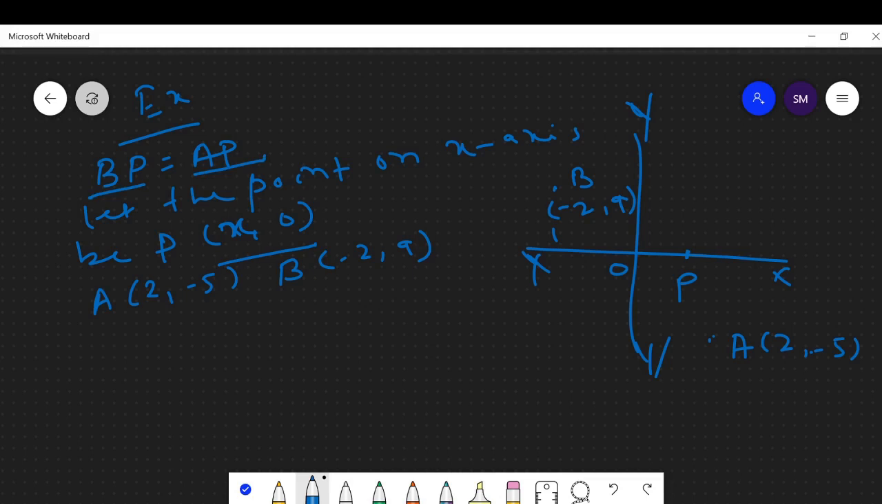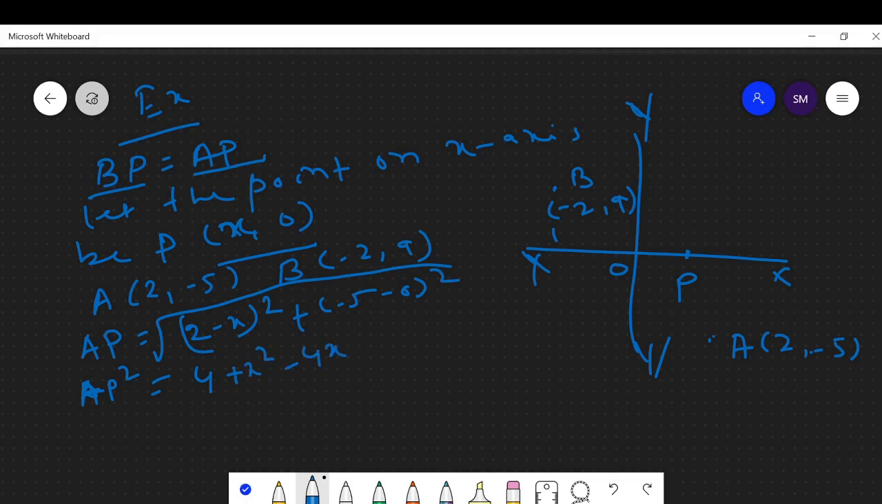By applying the distance formula, AP is equal to the square root of (2 minus x) whole square plus (-5 minus 0) whole square, which means AP square is equal to (2 minus x) whole square. Using (a minus b) whole square equals a square plus b square minus 2ab, and (-5) whole square means plus 25, this is equal to x square minus 4x plus 29.